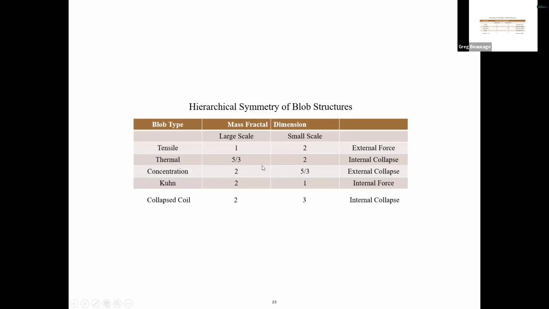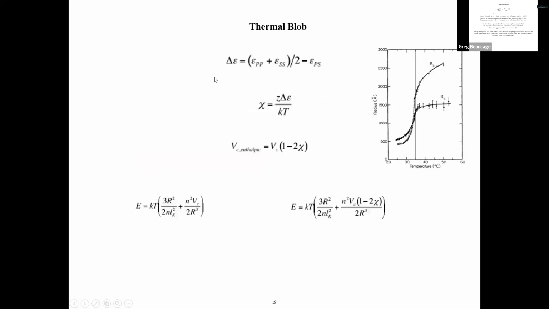So the thermal blob is almost the same idea as the collapsed coil. The coil wants to collapse locally first, because entropy is what makes it want to expand. When you have a shorter chain, it has less entropy, so the small chain segments will collapse first. The big chains that have a larger n have a higher entropy. In other words, n ln n is a bigger number, and then they'll expand. So the large things are thermally expanded, and at small scale it collapses. As temperature goes through, this can give you a cartoon for why the Flory-Krigbaum thing works. So that's the idea of the thermal blob.